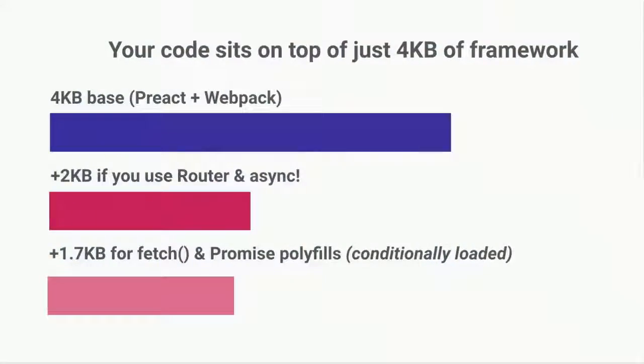So that's Preact CLI. The base that it gives you sits on top of 4 kilobytes. So there's Preact and Webpack. There's 2 kilobytes if you're using the router and asynchronous support, and about another 2 kilobytes for fetch and promise polyfills, which we can conditionally load in for you. Check out the Preact HN Preact implementation. It also takes advantage of a lot of the patterns that we've baked into here.